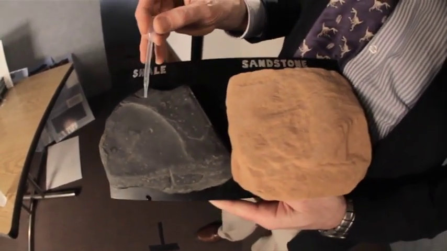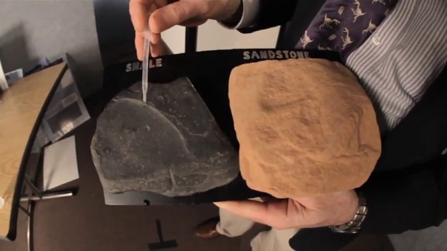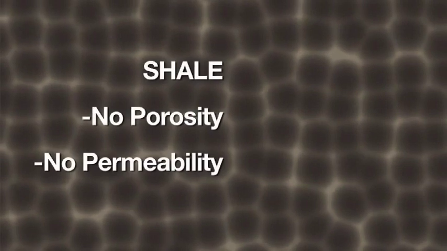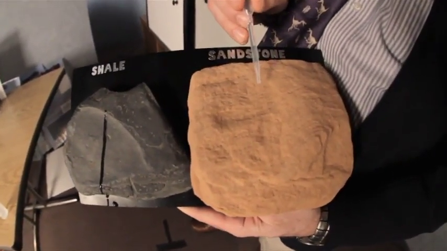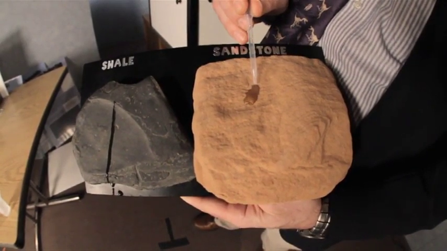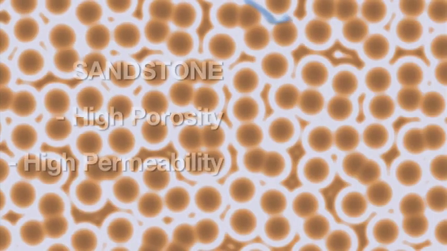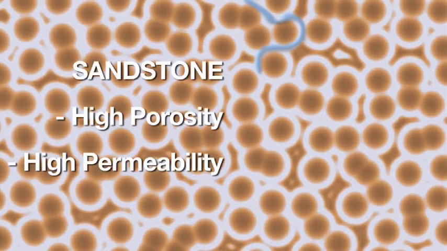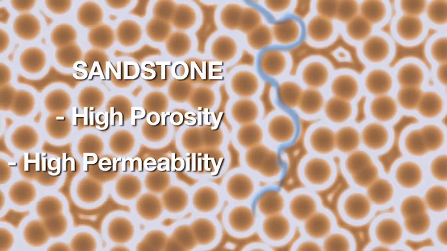So if I take a little bit of water and I put it on the shale, the water just runs right off the shale. Okay, and therefore it has no porosity or permeability. Now if we do that same test and we put it on the sandstone, what we'll notice is it will run a little bit, but all the water soaks up into the sandstone. Okay, so therefore sandstone has high porosity and permeability, whereas shale has no porosity and permeability.